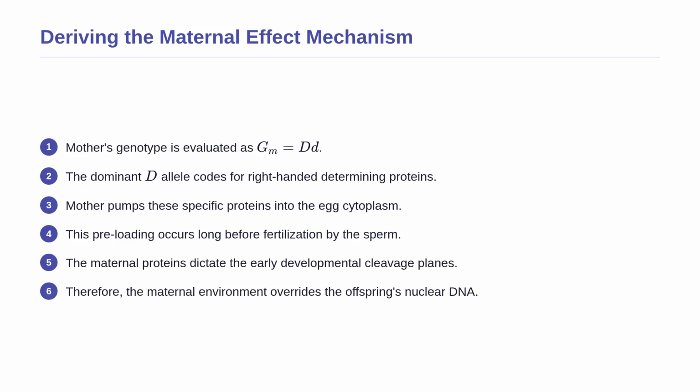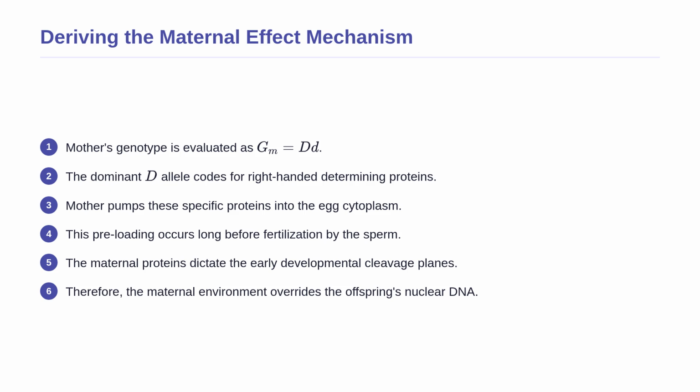Now that we have calculated the result, let us prove why this biological mechanism works. Why does the mother's genotype override everything else? It starts with the mother's heterozygous genotype. Because she possesses the dominant D allele, her cells actively manufacture right-handed determining proteins.